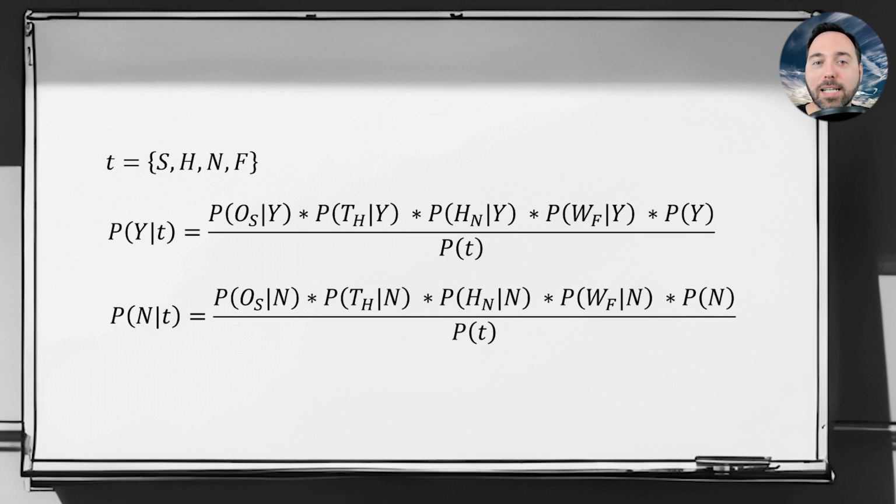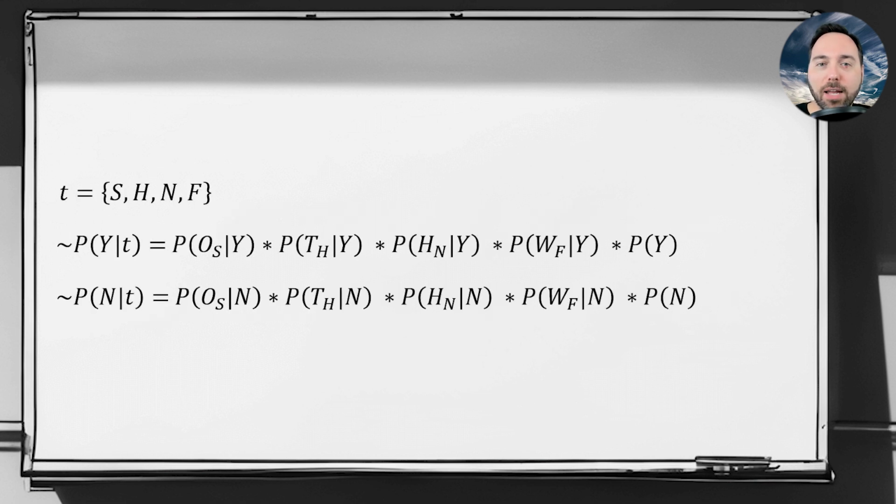Remember that we're just asking, is P of Y given T greater than P of N given T? Or is P of N given T greater than P of Y given T? Because we're performing an inequality check, we can simply drop the common denominator and check which of the 2 numerators is bigger. Let's put this all into numbers.